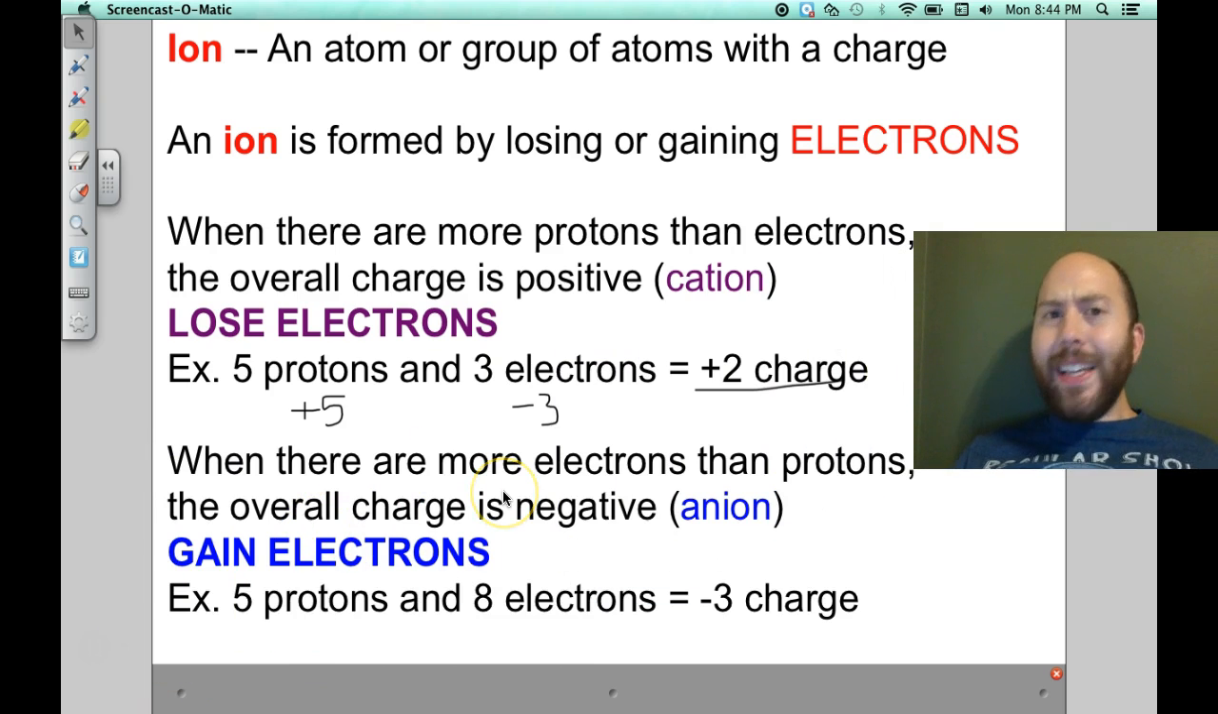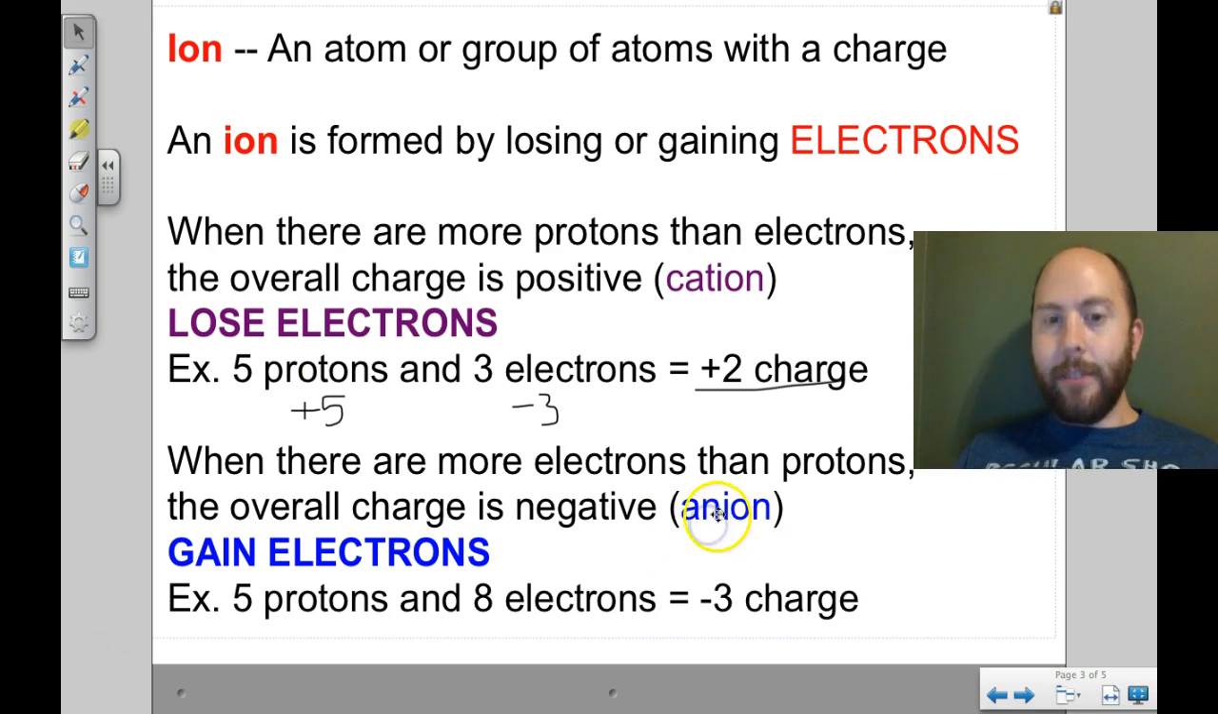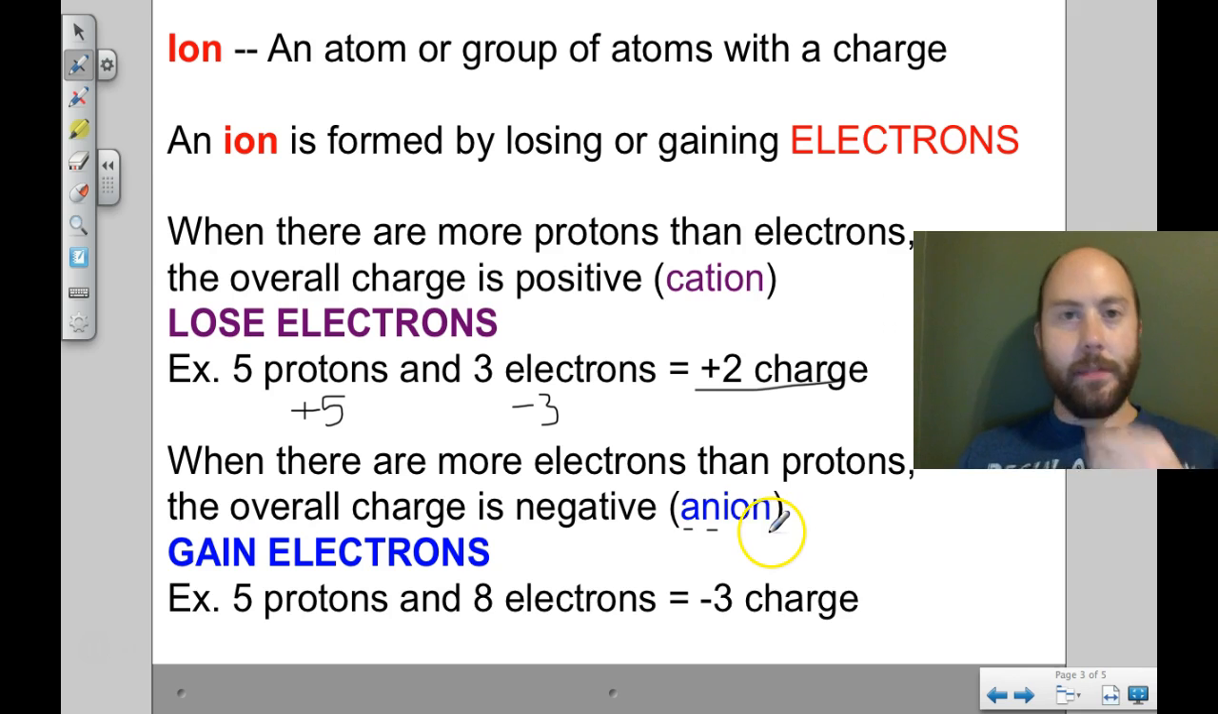When there are more electrons than protons, however, because you gain electrons, then you become negative. And that's called an anion. And that's easy to remember because of this: an anion is a negative ion. A negative ion.